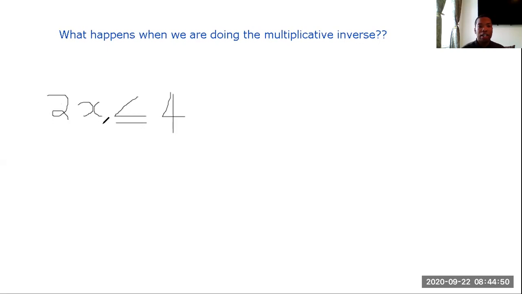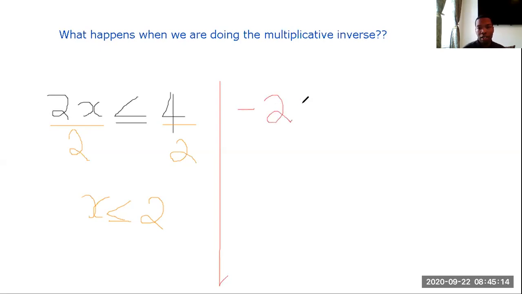Yes, that's correct. I will do a divide by 2 on both sides. So x is less than or equal to 2. This is what we're talking about with inequalities. Not hard, right? Let's do another question, but this time we're going to throw a curveball. So we're going to do negative 2x is less than or equal to 4.